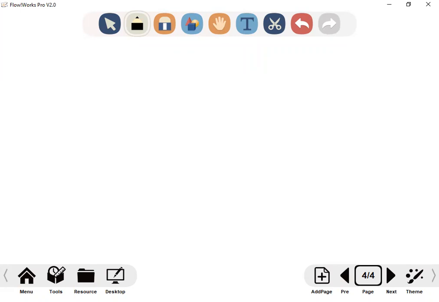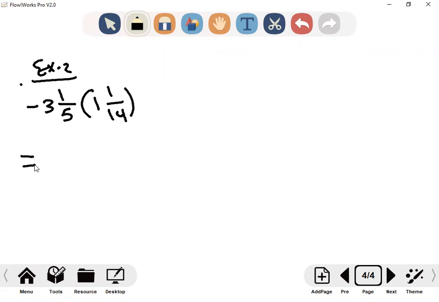Example 2. Yes, mister. But example 2 is in the same lesson, right? Yes, mister. Multiply rational numbers. Negative 3 and 1 over 5 multiply 1 and 1 over 14. What do we need to do with the mixed numbers, Hussein? We need to make them fractions. How? You know how? Yes, mister. 5 multiplied by 3 equal 15 plus 1, 16. 16 over 5. And the negative is for whom? For the 16.